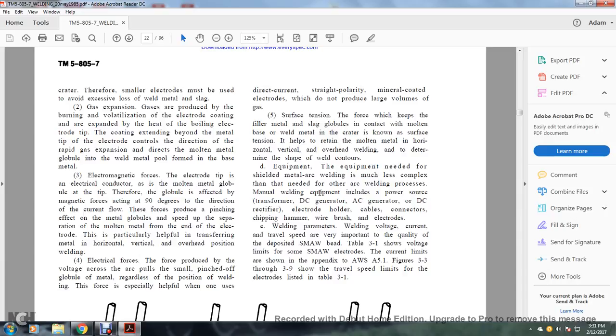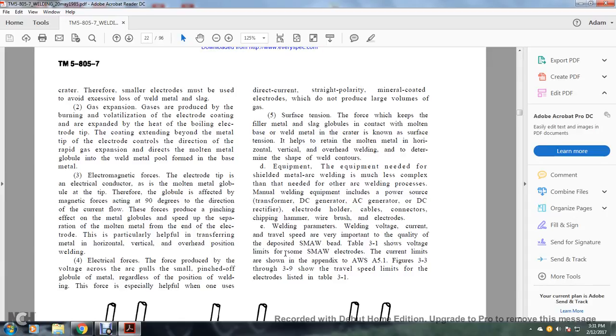arc welding processes. Manual welding equipment includes the power source (transformer, DC generator, AC generator, or DC rectifier), electrode holder, cables and connectors, chipping hammer, and wire brush. Welding parameters, welding voltage, current, and travel speed, are very important to the quality of the deposit of the shielded metal arc welding bead.